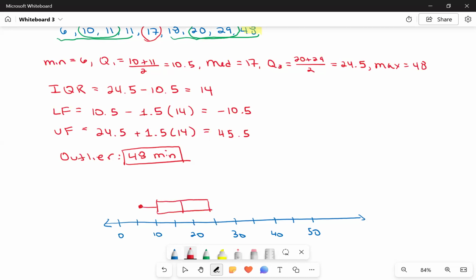whisker. And then the largest value of 48 is like way over here. And there you go. Now we can kind of see that that value is like weird compared to the rest of the data. It's kind of skewing it a little bit. And therefore, that's why it makes sense that it is an outlier. An outlier kind of makes the data look skewed like this. And a box and whiskers plot helps us see that.